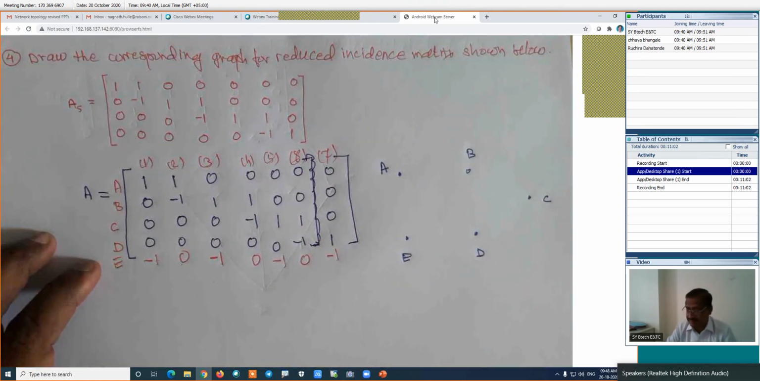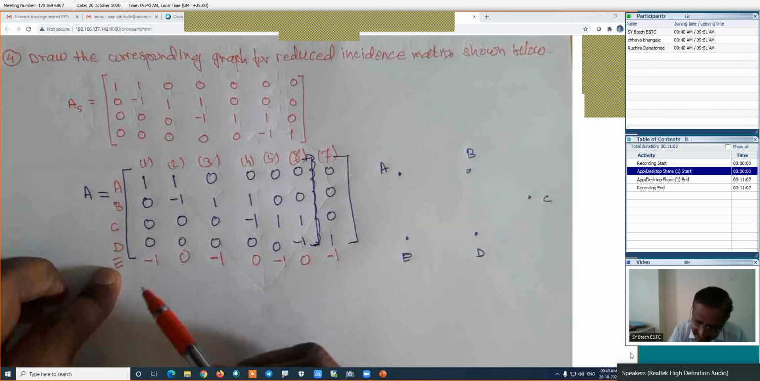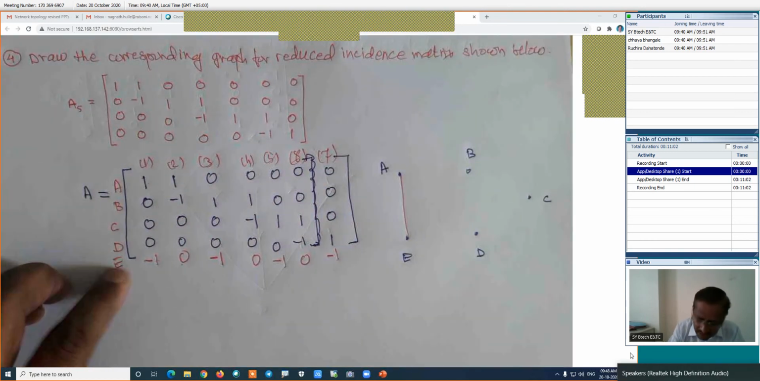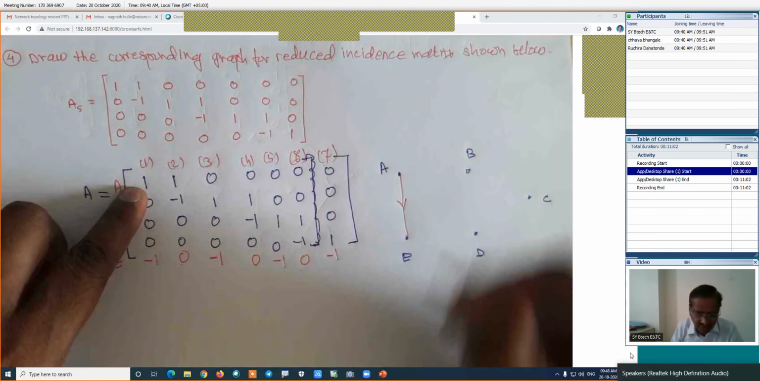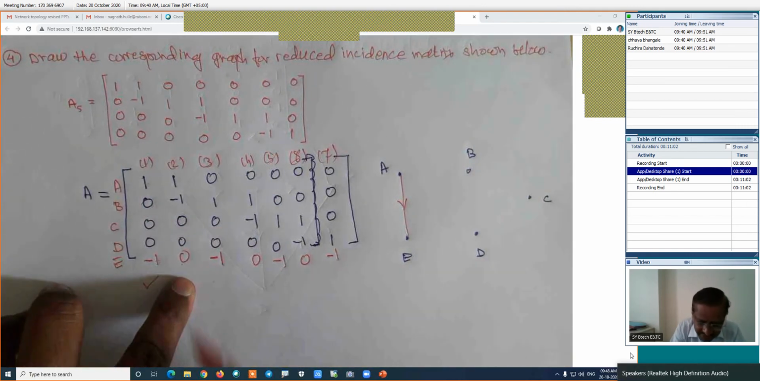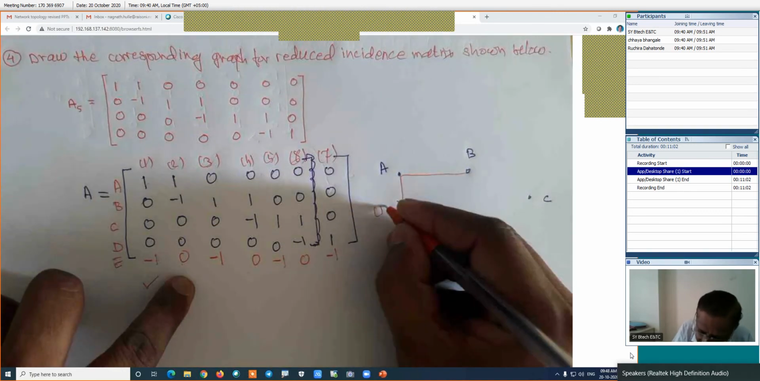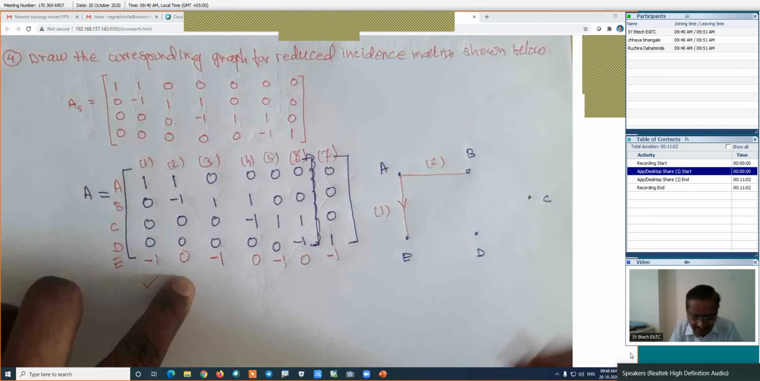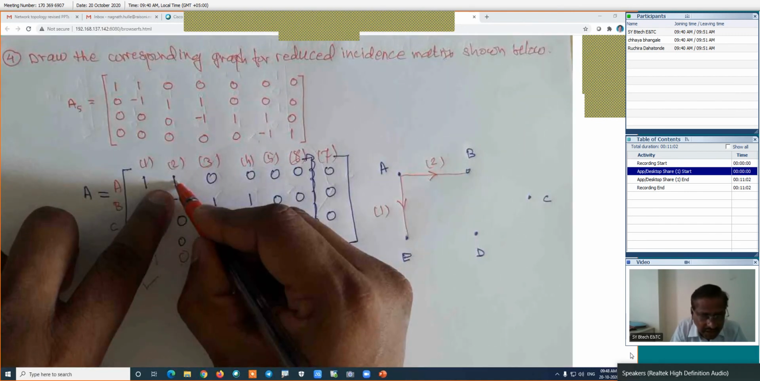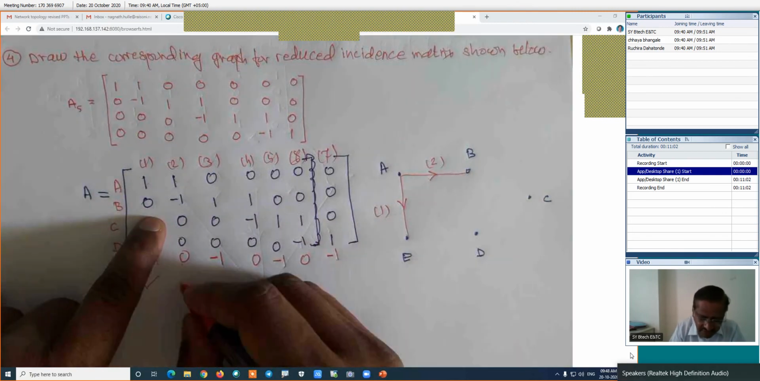That I have taken. Then branch number 1 is connected between A and E. This is A and E. Here is branch number 1. How is the direction? It is outgoing from A. The direction will be something like this. Branch number 2 is connected between A and B. This is branch number 1 and this is branch number 2. It is outgoing from A because it is plus for node A and minus for node B, meaning outgoing from the A node.